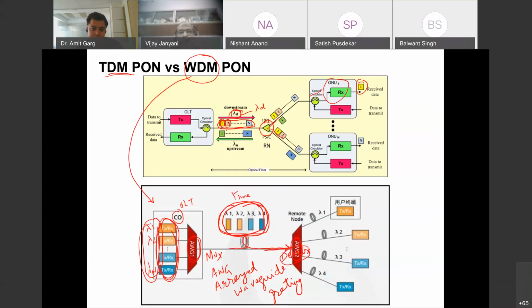And then they go to individual ONUs. So now each ONU is actually having a different wavelength. That is nothing but the concept of wavelength division multiplexing, whereas this was the concept of time division multiplexing.